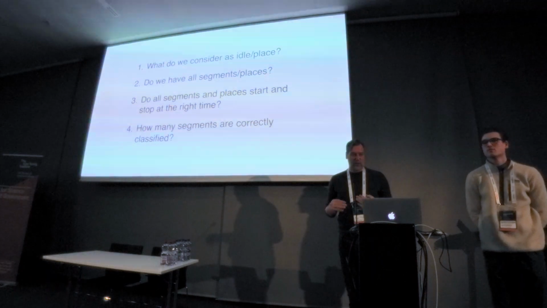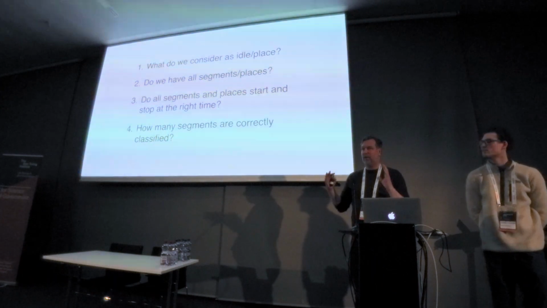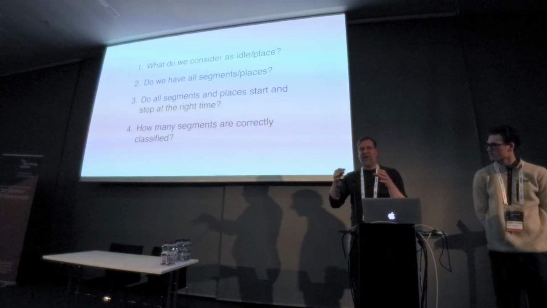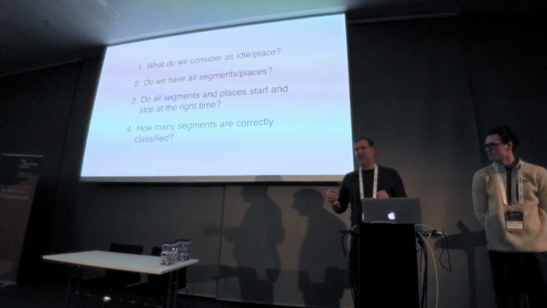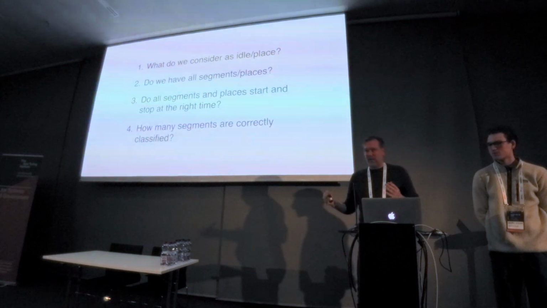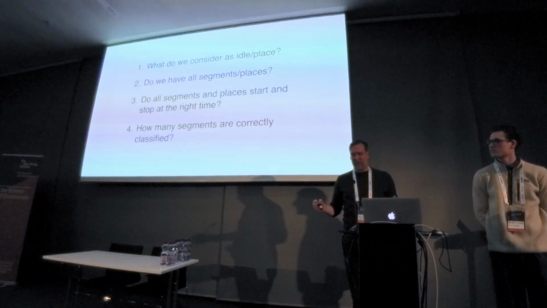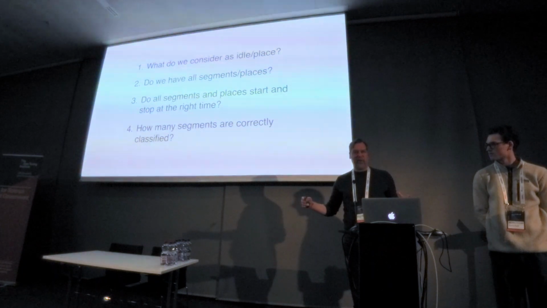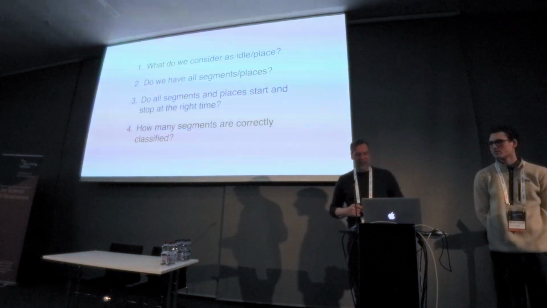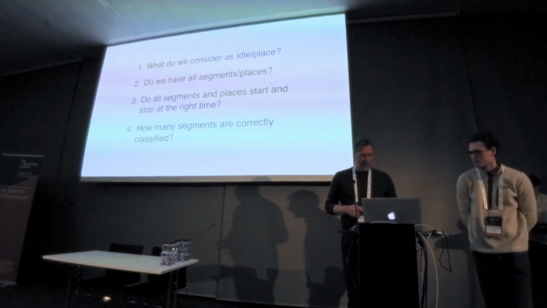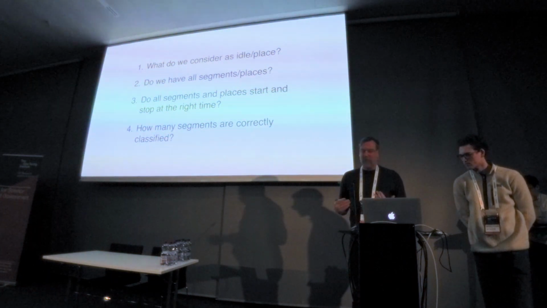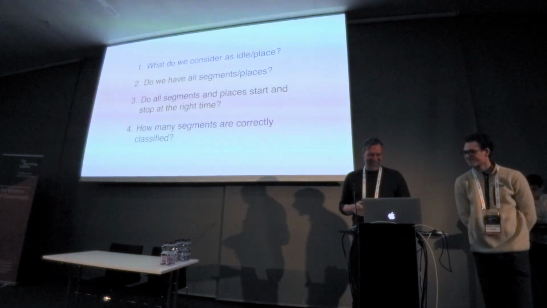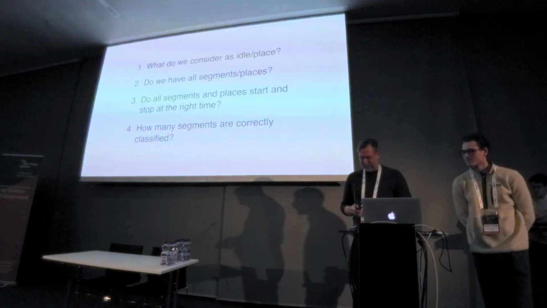For example, the competitor keeps the waiting time at the tram station within the segment, and we think that's a problem. Because it would help to know if you wait 15 minutes and then you move 15 minutes, or if you say this is a 30 minute segment. And so the last question is then really, how many segments are correctly classified?